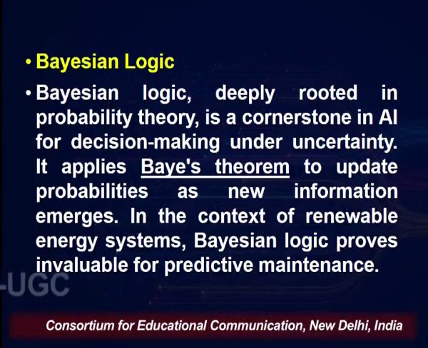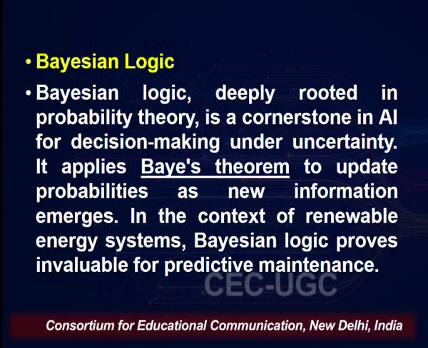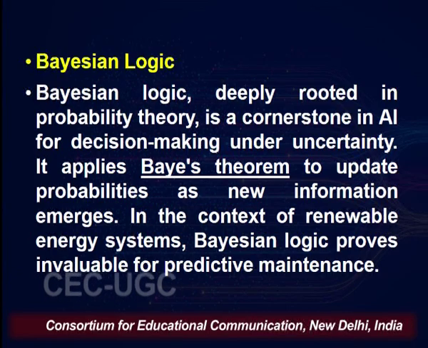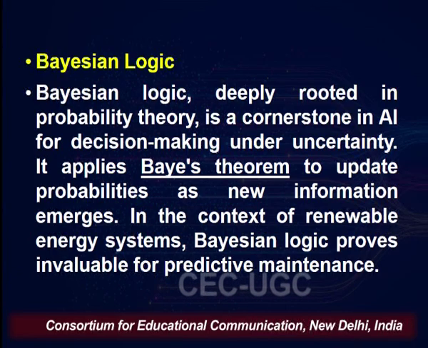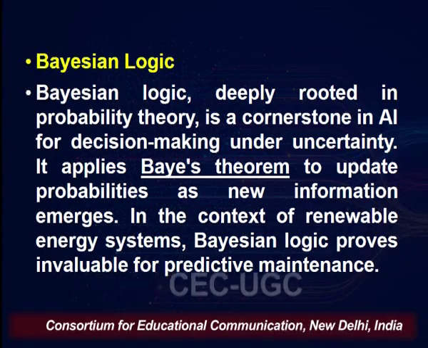Moving further, we also have Bayesian logic. The moment we say Bayesian logic, the very next moment we remember probability theory. Why? Because Bayesian logic is deeply rooted in probability theory and is a cornerstone in AI for decision making under uncertainty. Bayesian logic applies Bayes' theorem to update the probabilities as new information emerges.